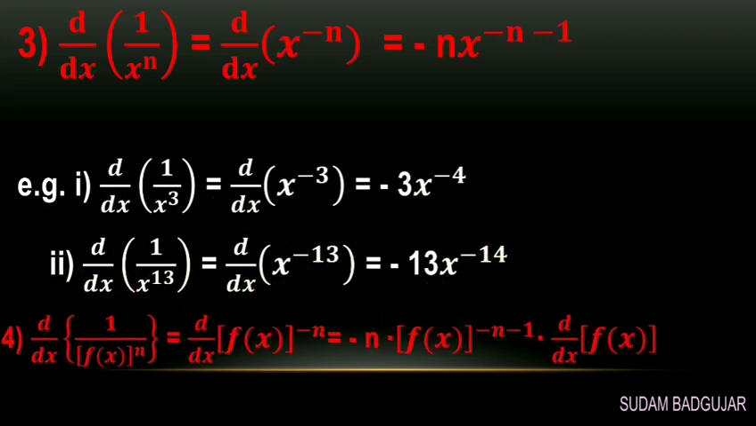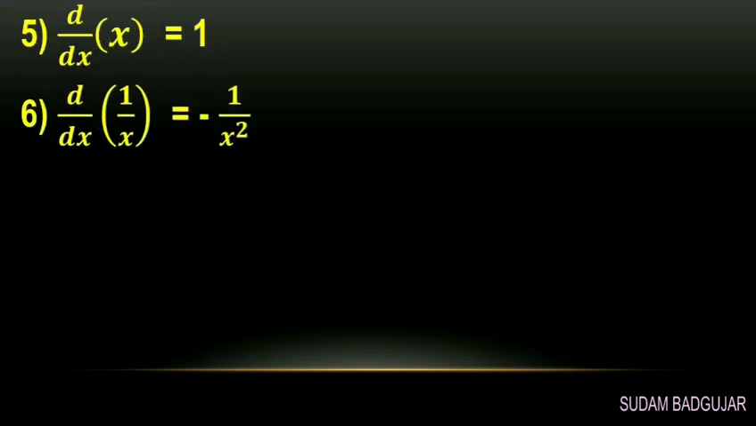Now, general form, derivative of 1 upon f of x raised to n, it is nothing but derivative of f of x raised to minus n, which is equal to minus n into f of x raised to minus n minus 1 into derivative of f of x. Another formula, derivative of x is equal to 1. One more formula is here, derivative of 1 upon x is equal to minus 1 upon x square.